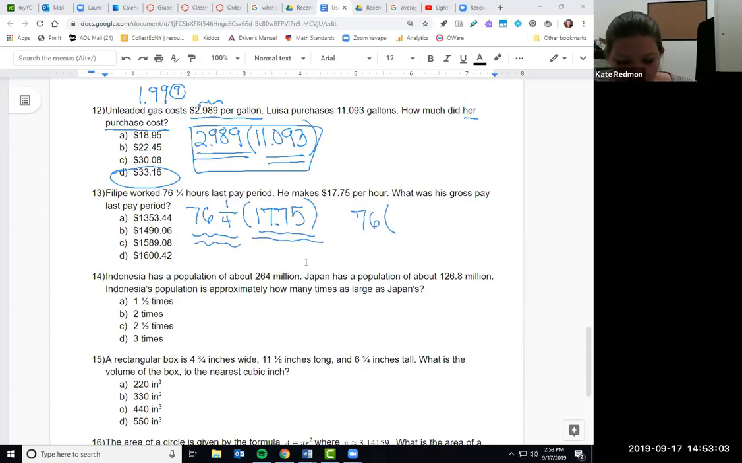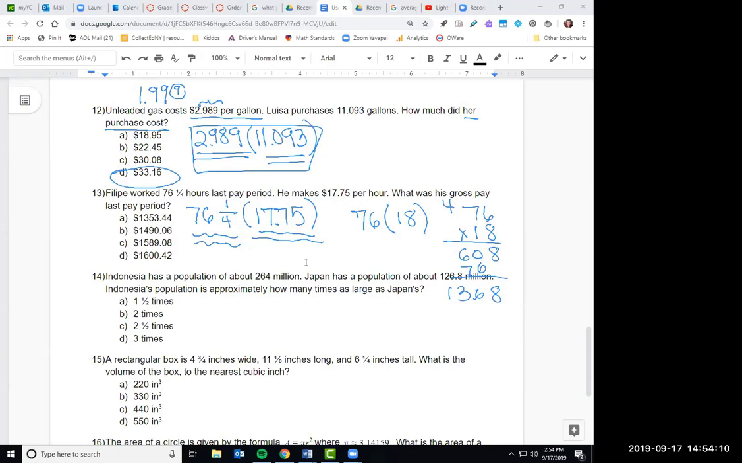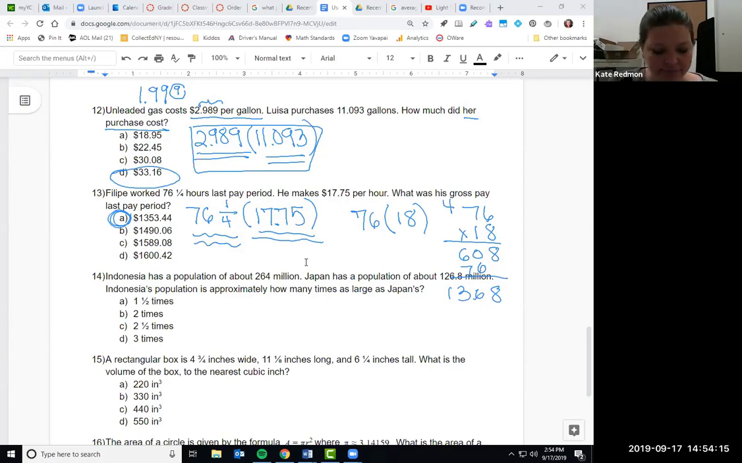18. Now, I'd usually want to call those 80 and 20, so my math would be easier, but I'm looking at these answers. These are all super close. I think that if I rounded too much, I could get really off. Okay, so which one of these is closest to 1368? It's going to be A. A, absolutely.